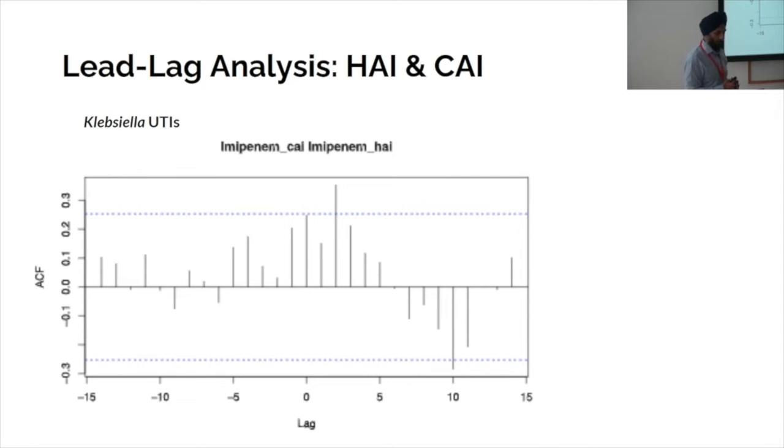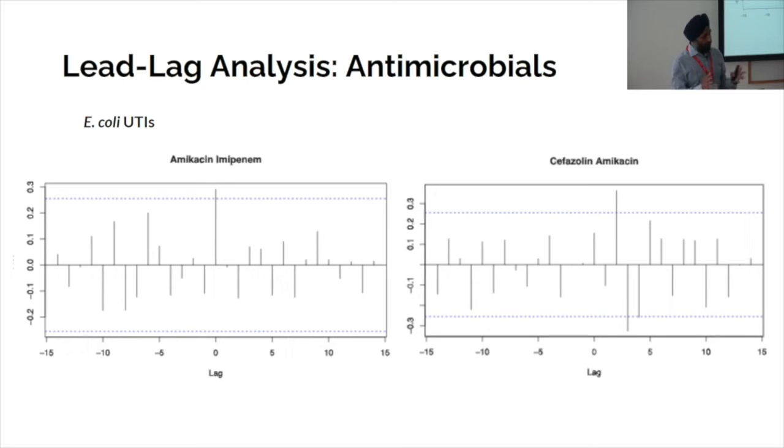Again, a piece of evidence from our data directly showing that there is a transmission from hospitals to community in Klebsiella. The direction is reversed, of course, in E. coli UTIs, as expected. More details are there in the paper. But again, some of the first pieces of evidence that we could glean using data analytics and models to understand these kind of patterns. Here is E. coli UTI, and there's also a link between antimicrobials.